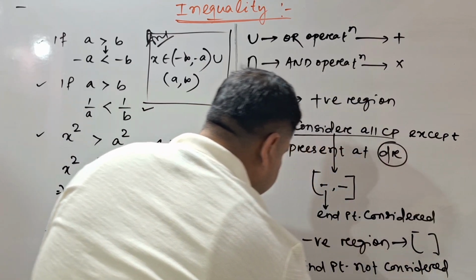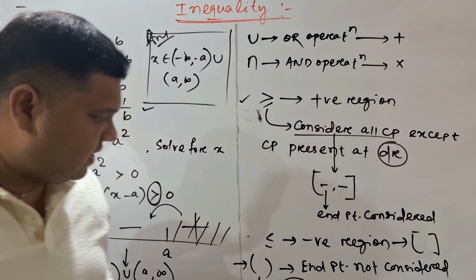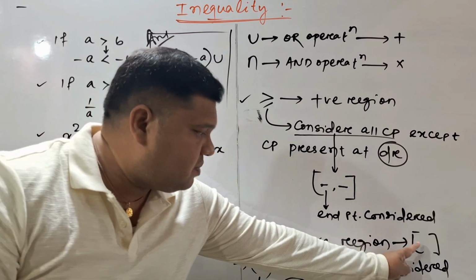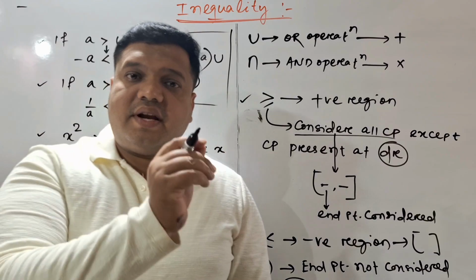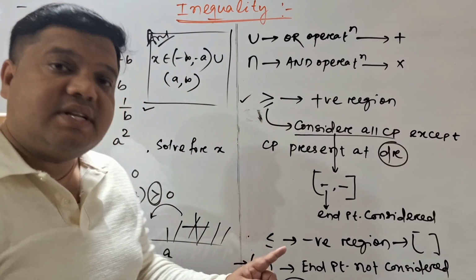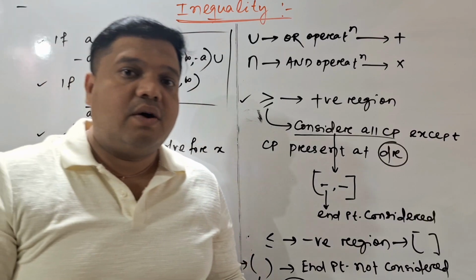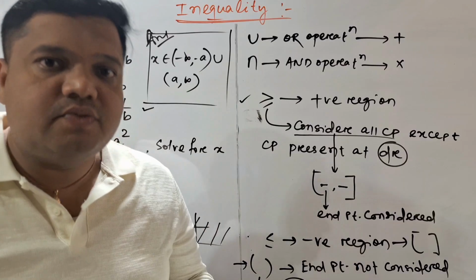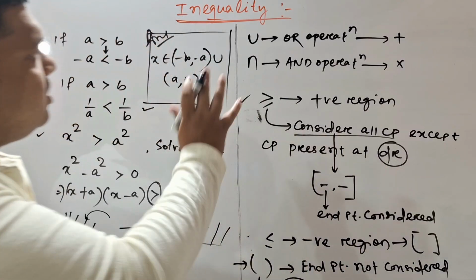And where do you use this open bracket? Greater than, less than. If these inequalities are there, you use an open bracket. Clear? And where do you use a close bracket? When greater than or equal to, less than or equal to. And always remember, greater than or equal to means you select the positive region, and less than means you select the negative region. So these are a few key points about intervals. Whatever answer you get in an inequality, your answer is in interval form. So write it down or take this screenshot here.